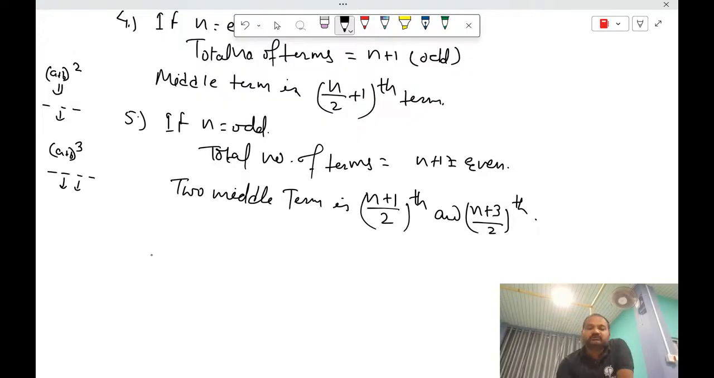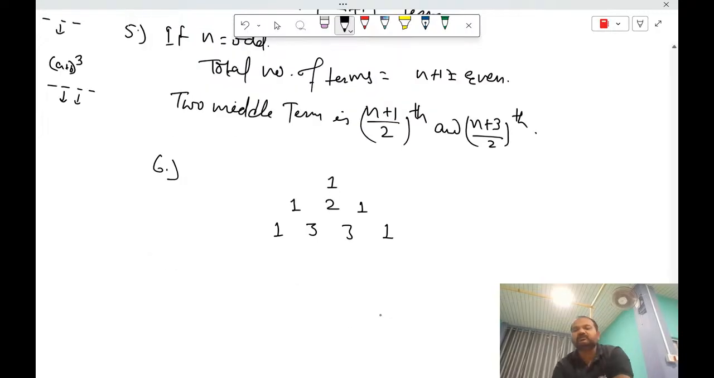Now we will see the expansions of (a plus b) to the power 2. In that case, it will make the pyramid sections. How can it make the pyramid? The first one will be 1. Then it will form 1 1. In the third case, it will form 1 3 3 1.